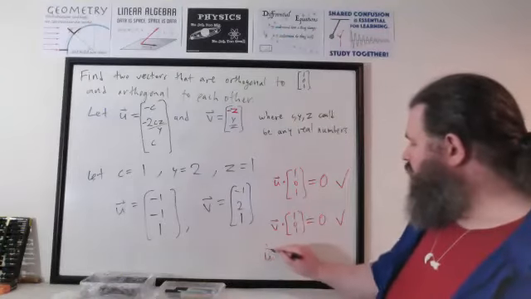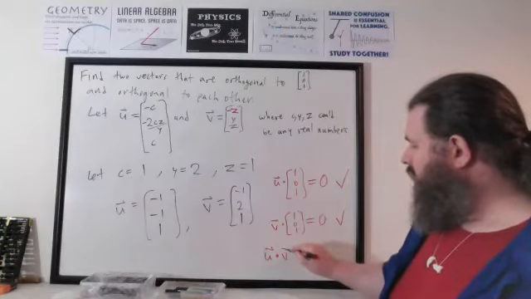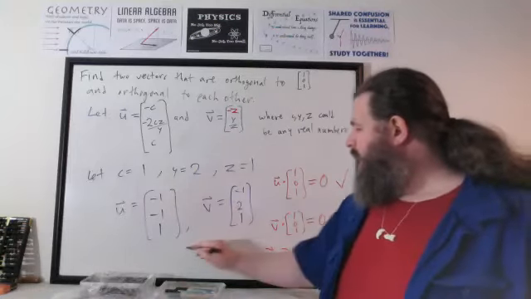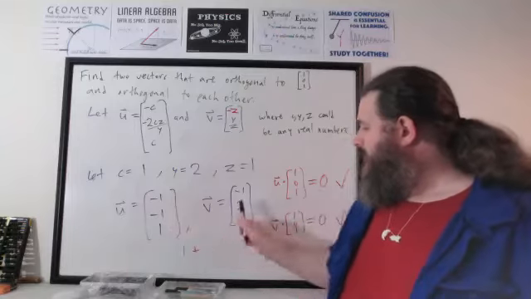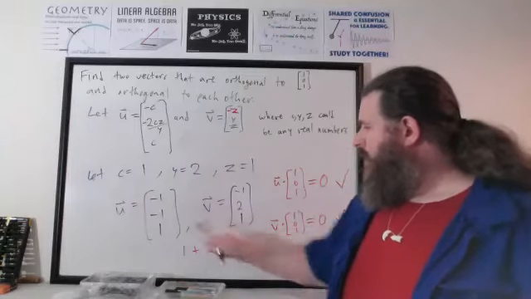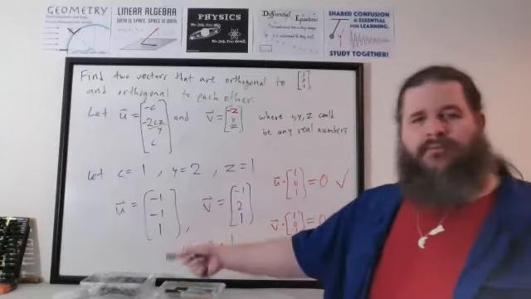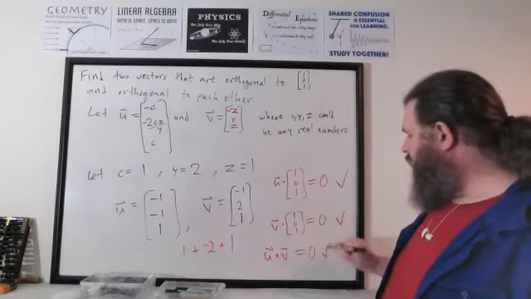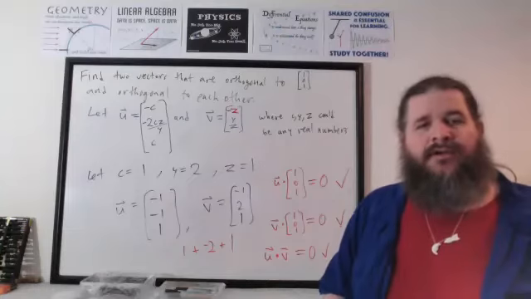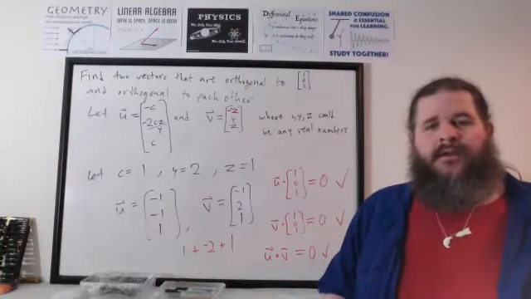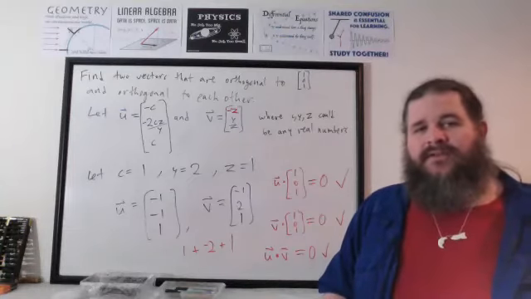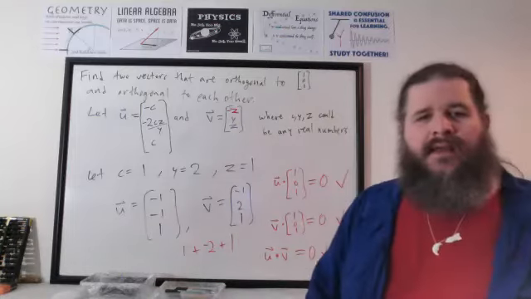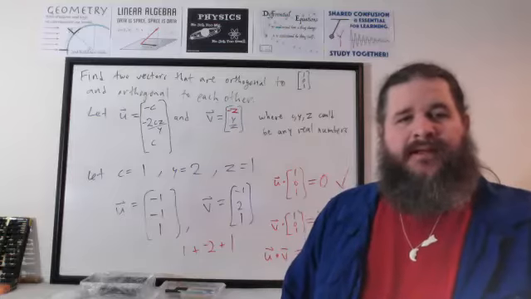And lastly, we want to check U and V together, U·V. So U·V, we got -1 times -1, -1 times 2, and 1 times 1. 1 plus -2 plus 1 is 0. So that verifies that U and V are also orthogonal to each other. So we've just created two vectors that fit this description. They're both individually orthogonal to 1, 0, 1, and they're orthogonal to each other as well.